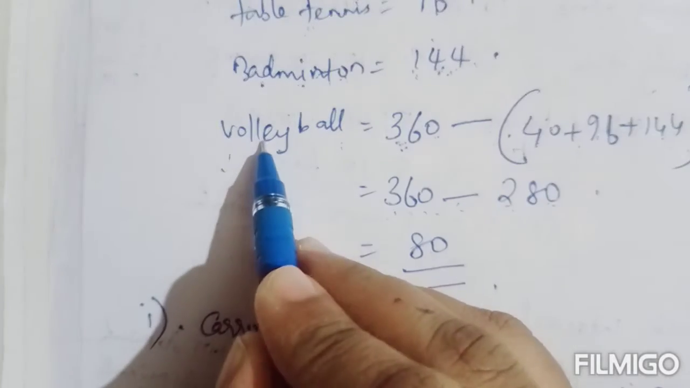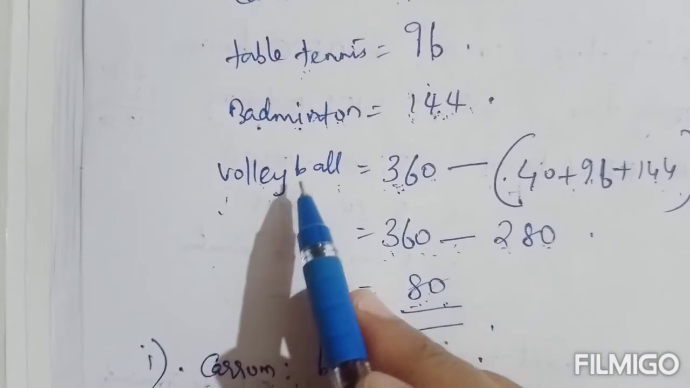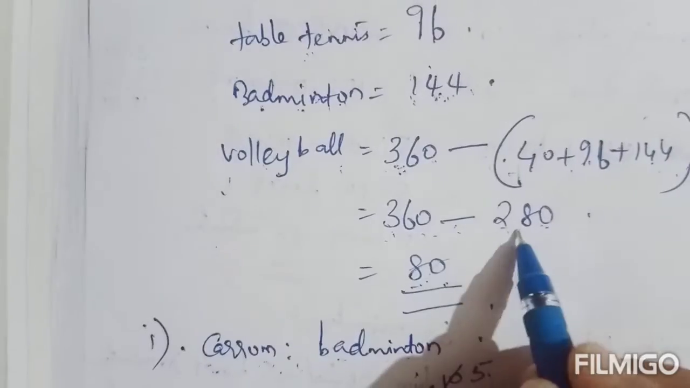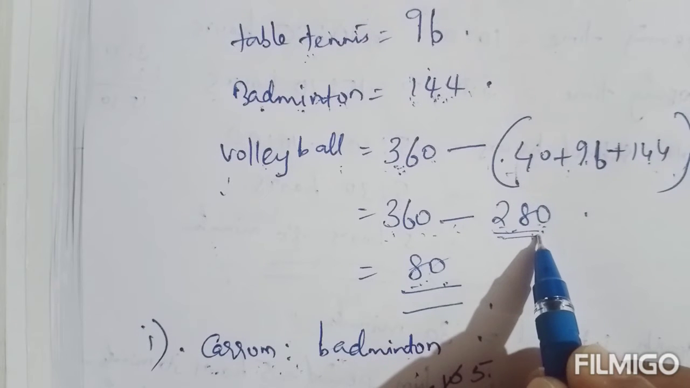Okay, here we find it. The number of members who play volleyball, it is 80. And the number of members who play carom, table tennis and badminton, we find here 280. Okay, so this is the number of members who play other games other than volleyball.